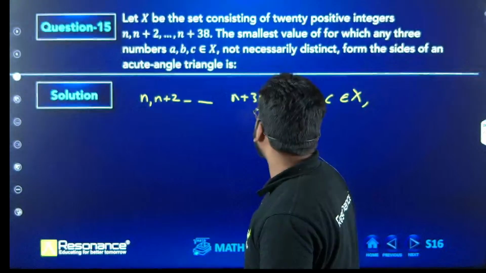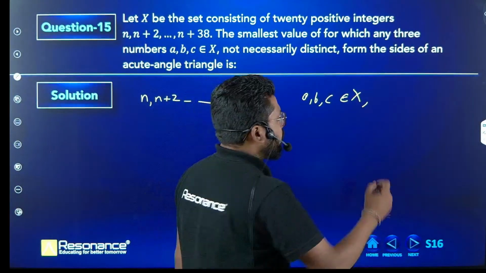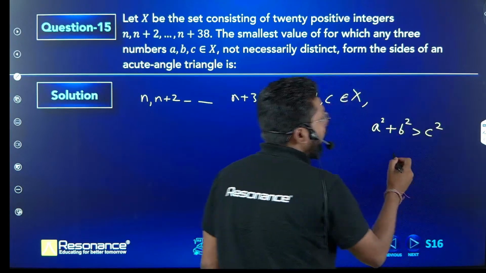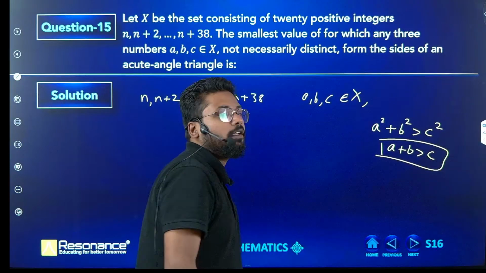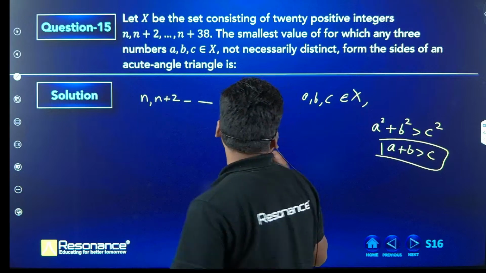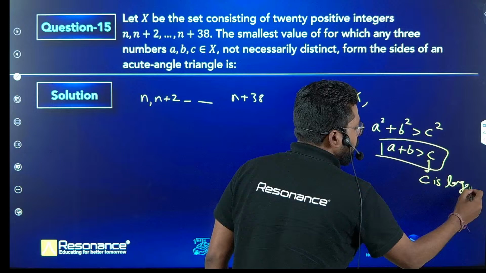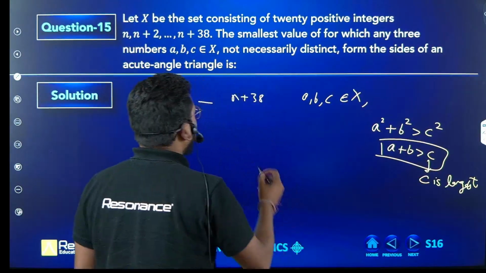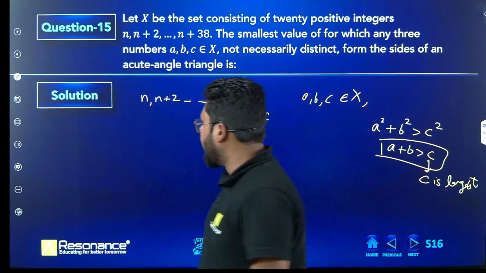And they should form the sides of an acute angle triangle. So the condition for an acute triangle is that the sum of the squares of two sides should be greater than the square of the third side, and in the meantime the sum of two sides is also greater than the third side. We have to ensure that these two conditions are met. So we can take C as the largest side, and A and B are smaller than C. We can assume that n plus 38 is C, and our A is n.